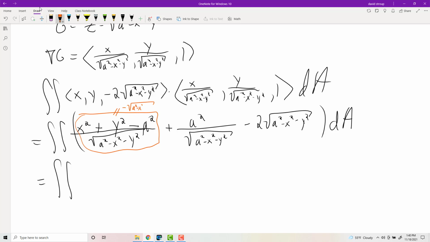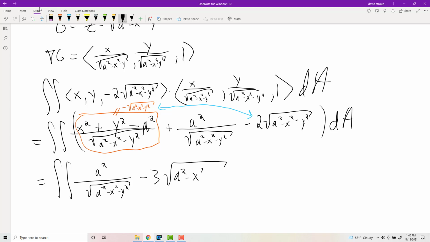I'm kind of trying to do it there in the red. That thing's going to turn into the negative of the square root of a squared minus x squared minus y squared, and I'm going to combine it with the negative 2, that last term, and I'll get negative 3 of them, right? Plus that first term, which isn't going to go away either. So minus 3 of these, a squared minus x squared minus y squared dA.